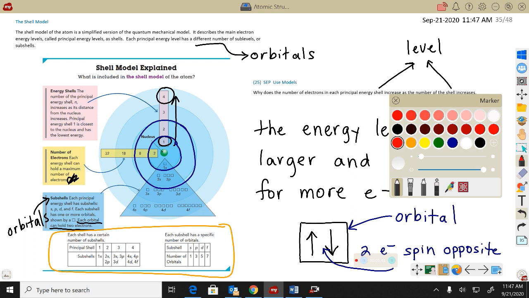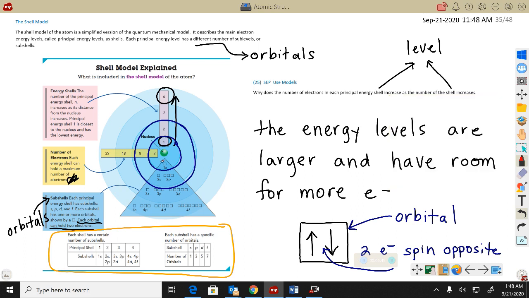If I were to put 2 arrows, I guess that's kind of like 2 arrows in this box, spinning opposite. That represents the 2 electrons in the first energy level. It's the only orbital. There's only a 1s orbital in the first energy level.